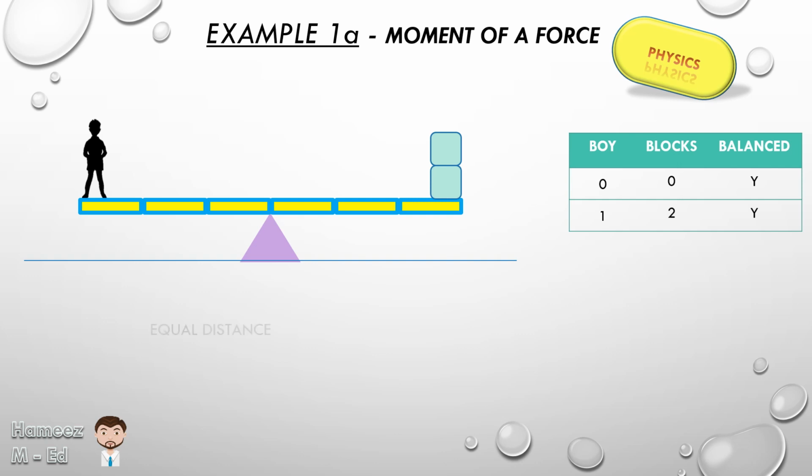So the boys and the blocks are equally distanced apart from the fulcrum or the pivot, and it tells us that the boy has the same weight as two blocks.